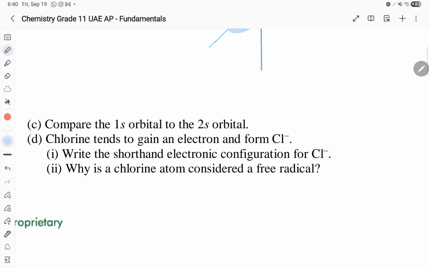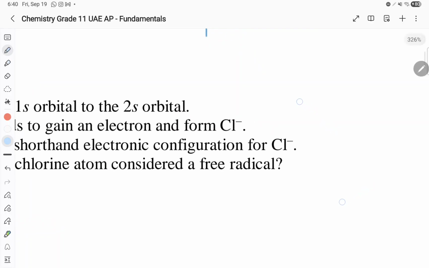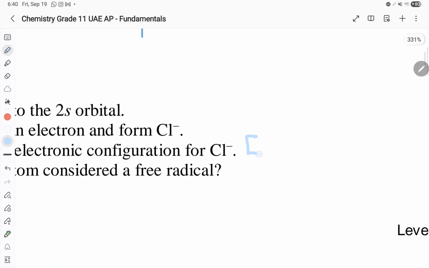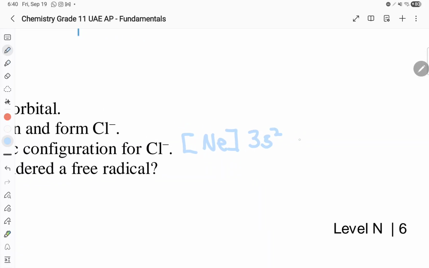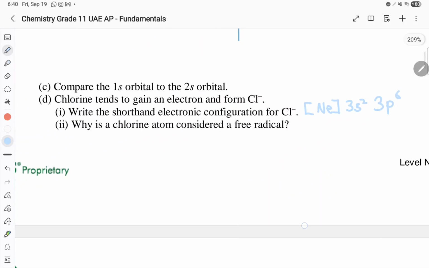Now, chlorine tends to gain an electron and form Cl-. The shorthand electronic configuration would be Ne 3s2 3p6. You could do it, yani.